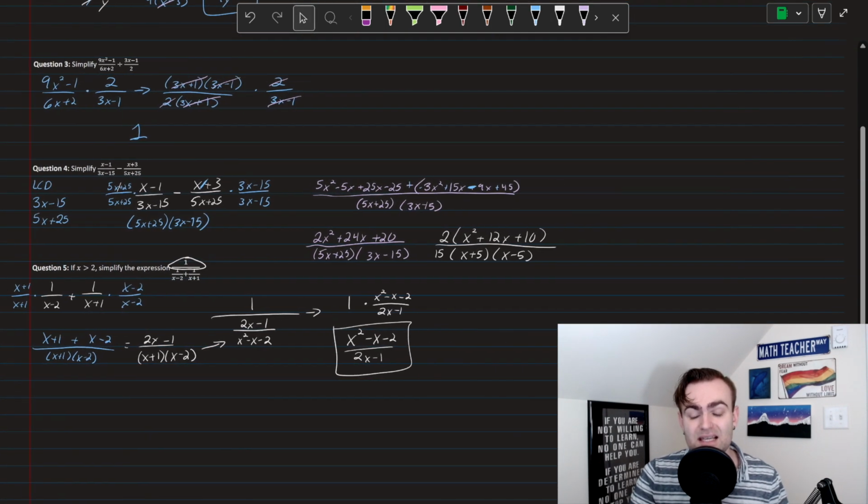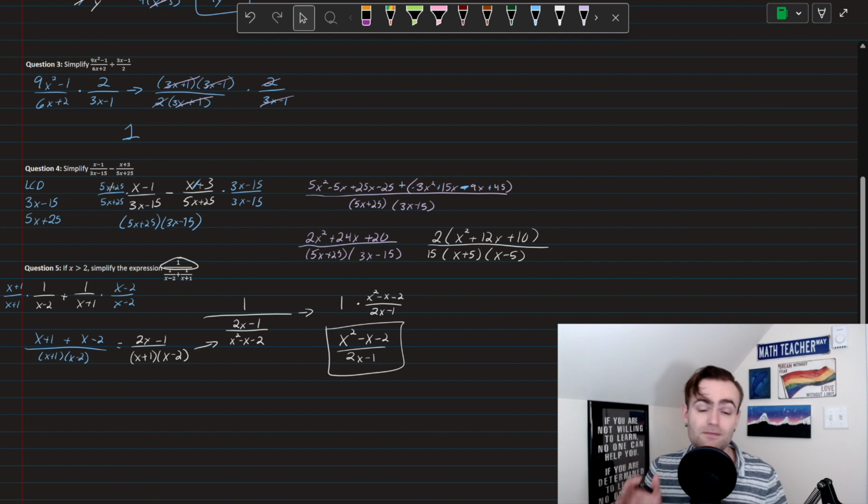This may seem scary. Fractions seem very scary to people, but you have to approach it methodically. You can do fractions. Everyone can do fractions, and I, for one, have faith in you.